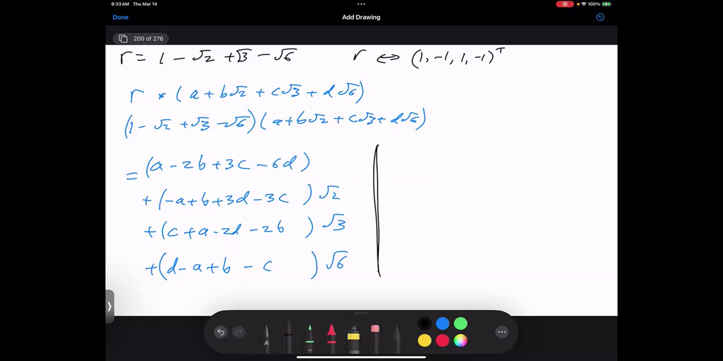It turns out I can represent this in matrix form. So here's my matrix A_R. Here's my vector A, B, C, D. And I'll call it maybe A sub R, and this is going to represent how multiplying by R would work. What does the constant term go to? It goes to A minus 2B plus 3C minus D. What should the first row of this matrix be?